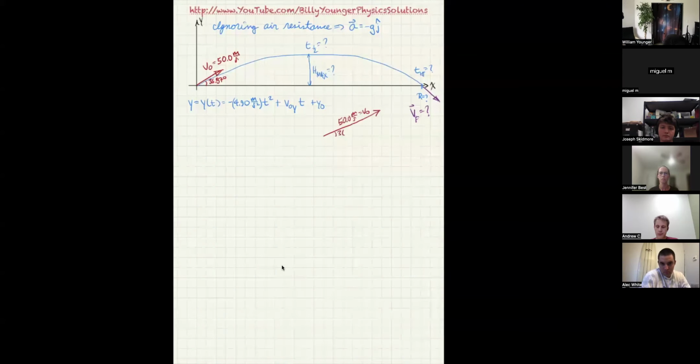This angle is 36.87 degrees. This right here is V0 sub x, meaning the x component of the initial velocity. And this right here, notice they're supposed to all meet at the same point here. This is V0y, the y component of the initial velocity. Okay.